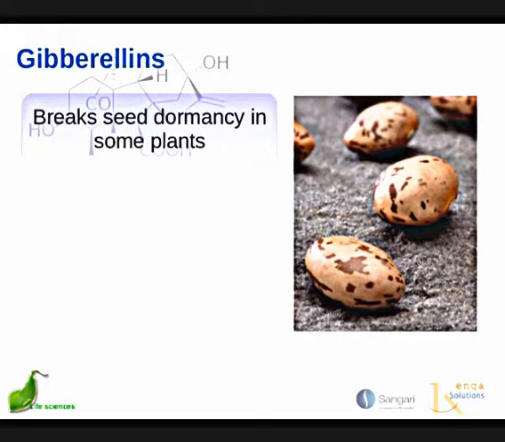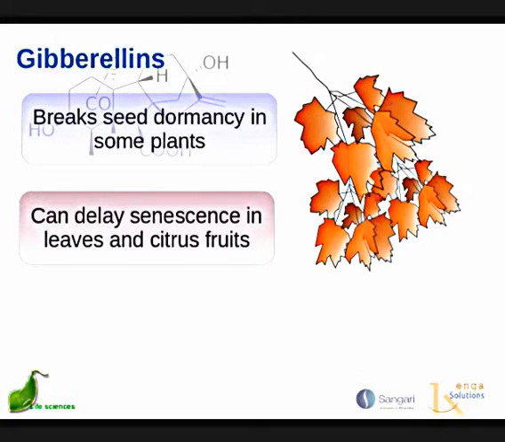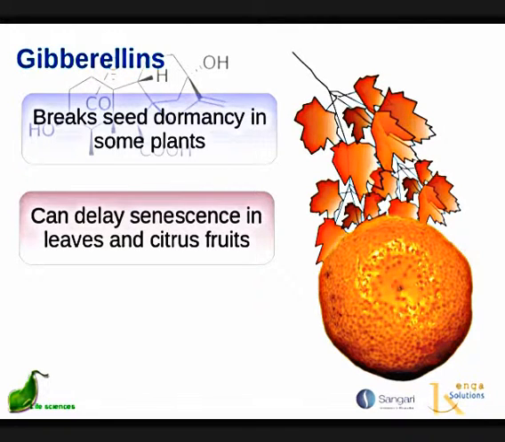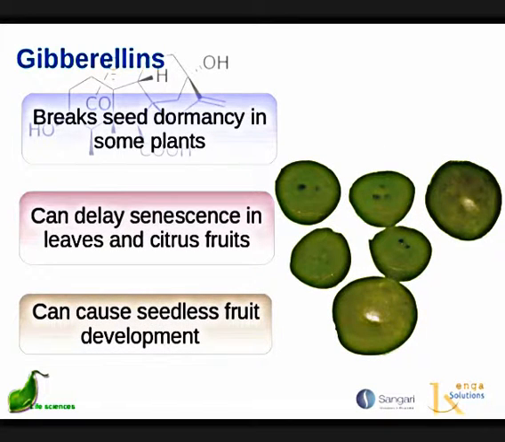Gibberellins also play a role in breaking the seed dormancy in some plants and allowing the seeds to germinate. Gibberellins can also delay senescence in leaves and in some citrus fruits. And in fact, gibberellins can cause seedless fruit development. Now, anybody who has ever eaten seedless grapes will know about seedless fruit development, and this is induced by spraying the grapes with gibberellins so that they develop without seeds.